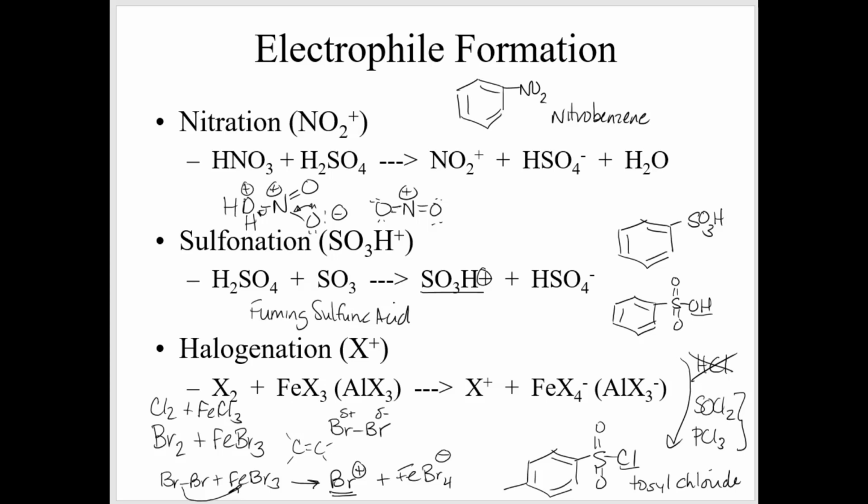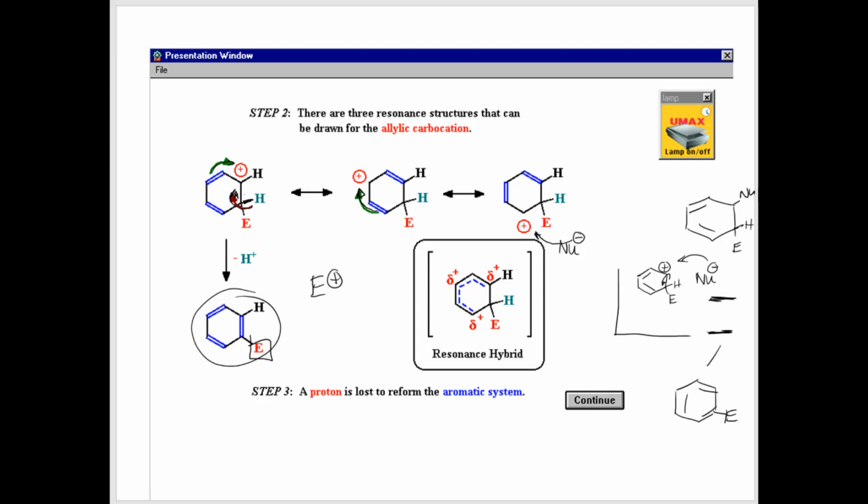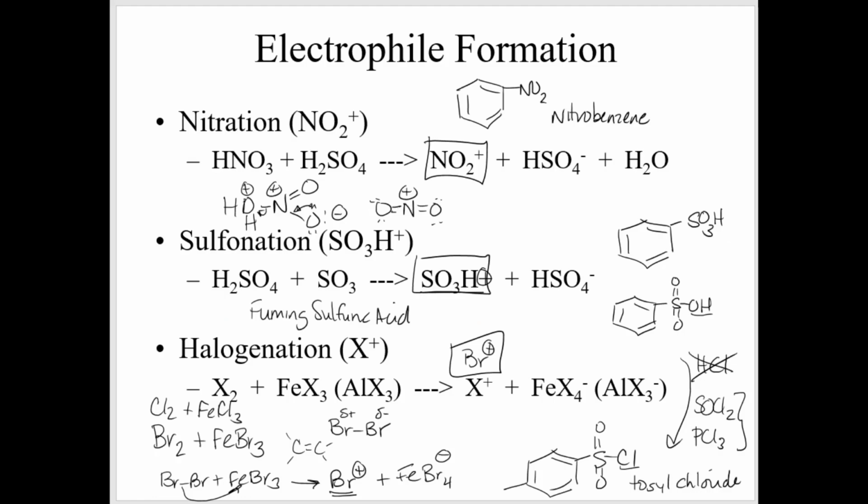So that means I can make a Br plus, or an SO3H plus, or an NO2 plus, and each one of those electrophiles would add to the benzene ring like this mechanism, so that I would do substitution and form either a nitrobenzene, a benzene sulfonic acid, or something like bromobenzene. Okay, so those are the first three ways that we can form electrophiles. We're going to have a lot more reactions to learn about, but we'll leave the introduction to this here.